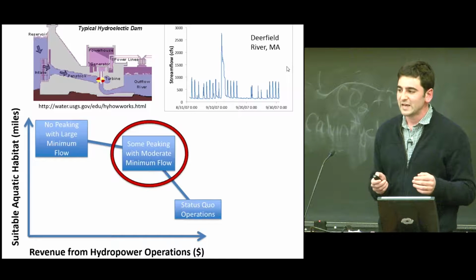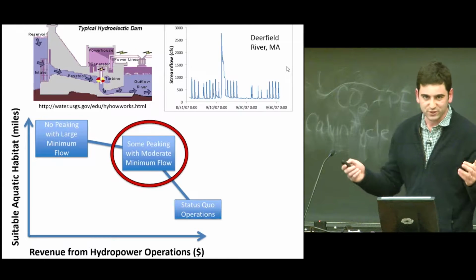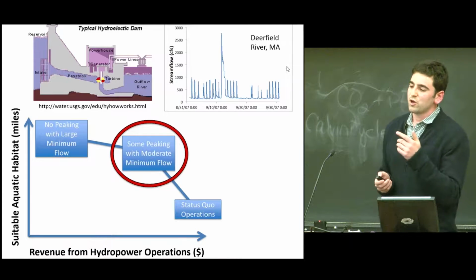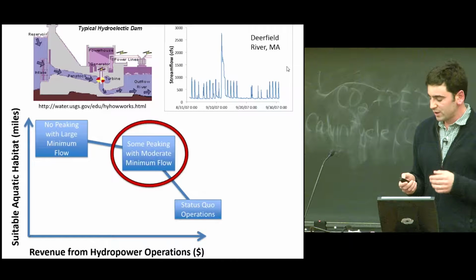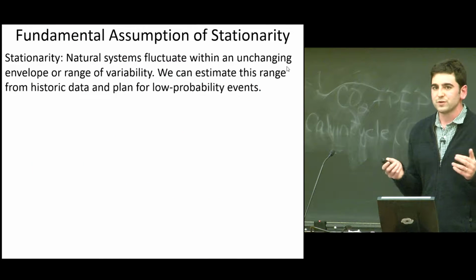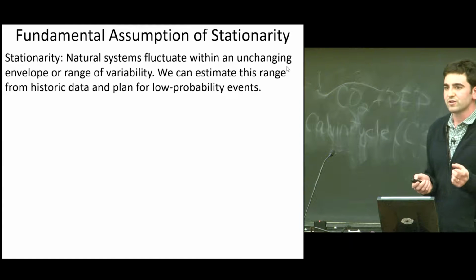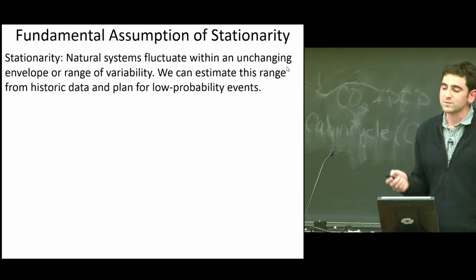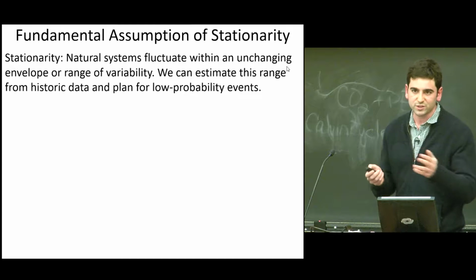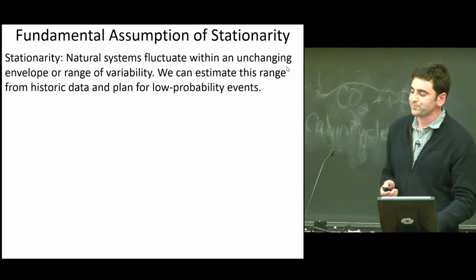So this is just an example, but this is sort of what water systems planning and management has been designed to do. Now, I haven't mentioned climate change, really, and so I want to bring that in now. You know, how does climate change fit into this? Well, in water system planning and management, one of the key underlying assumptions that has been made for quite some time is this assumption called stationarity, which maybe you've heard about in the previous talks.